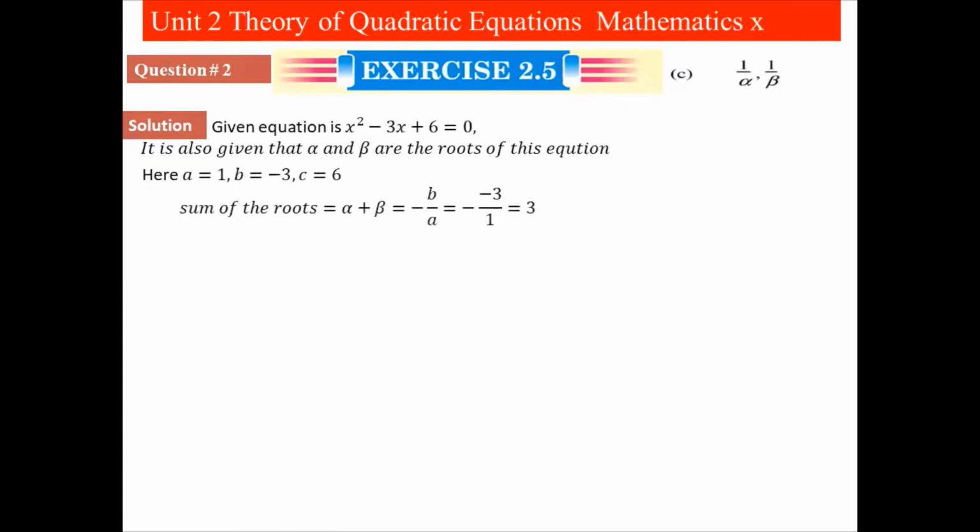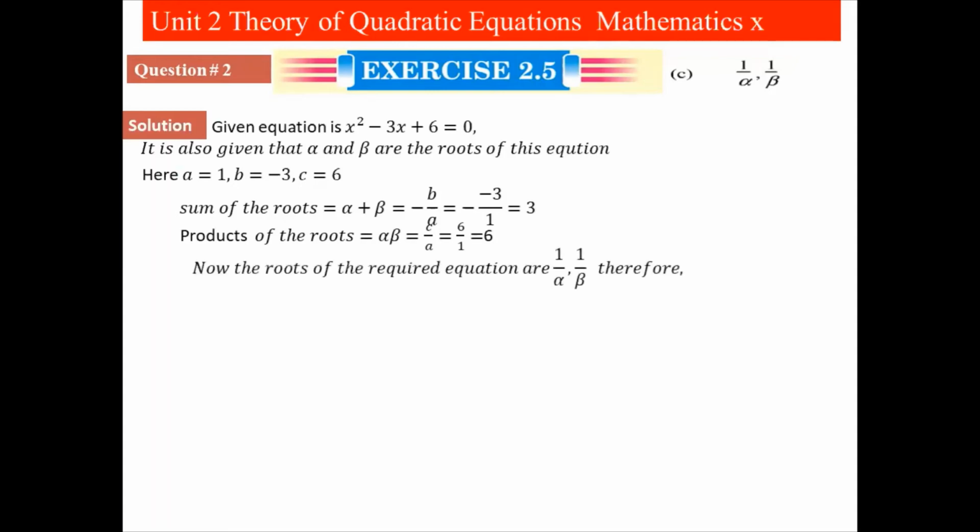Sum of the roots alpha plus beta is equal to minus b by a. Here b is equal to minus 3 and a is equal to 1. So sum of the roots alpha plus beta is equal to 3. Product of the roots alpha beta is equal to c by a. Here c is 6 and a is equal to 1, so the product of the roots alpha beta is equal to 6. Now we have to find the quadratic equation whose roots are 1 by alpha comma 1 by beta.